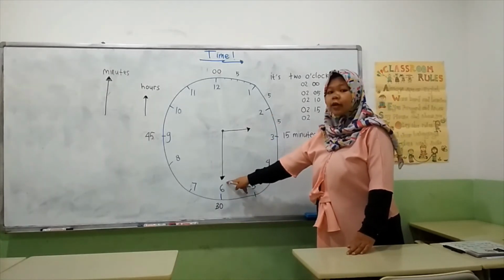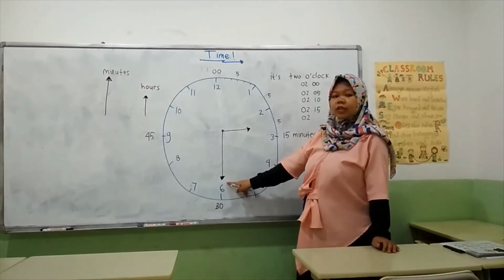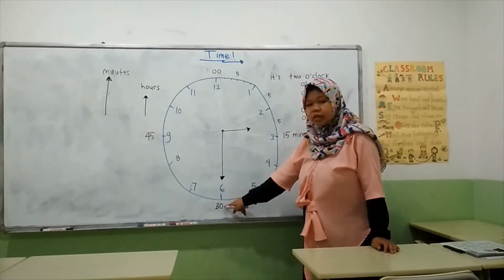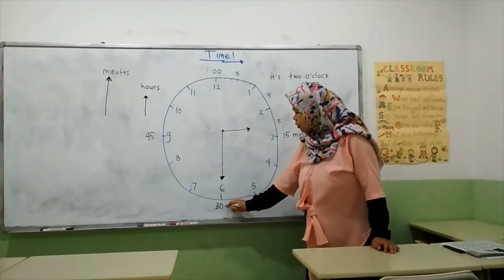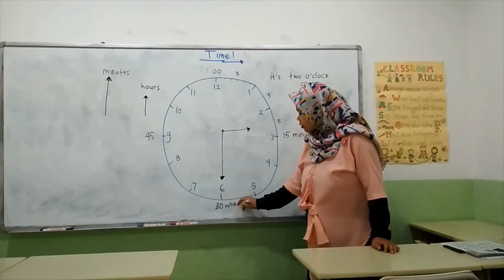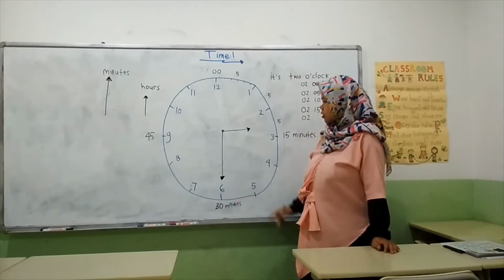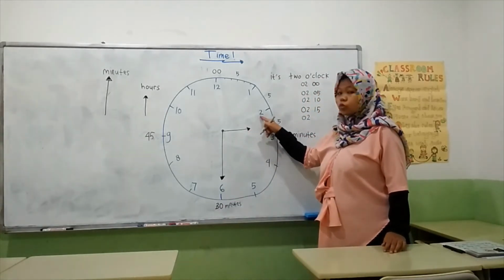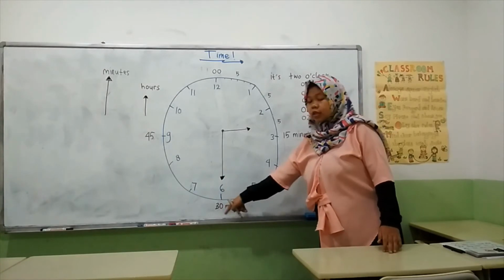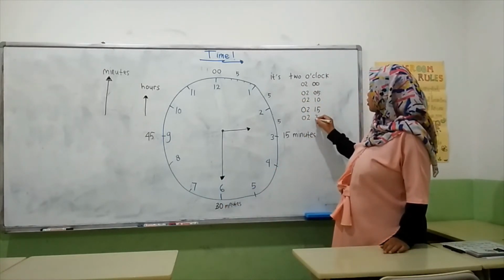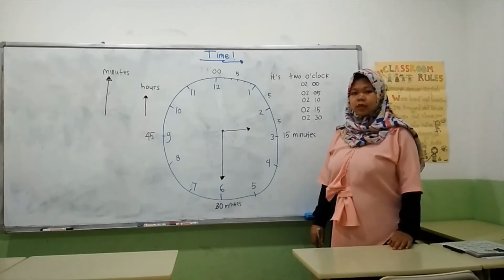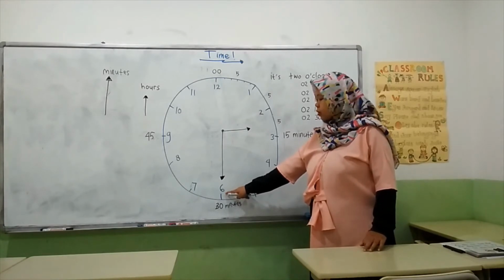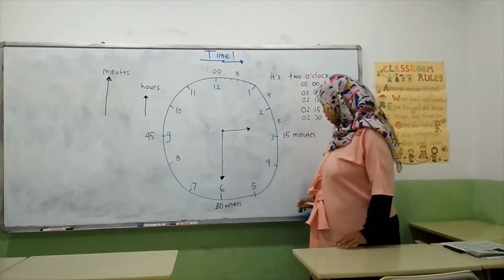And look at the long arrow. The minutes are pointed at number 6. If it's on number 6, it will be 30 minutes. So it is 2:30. If the long arrow goes to 6, we count it as 30 minutes.